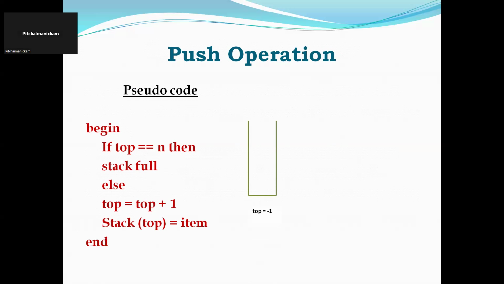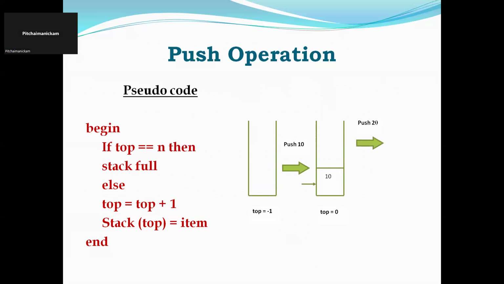Suppose we consider this example. Initially the value of the top pointer is equal to -1. After that, I insert an element into the stack with the push operation. I want to insert the element 10 into the stack. So I increment the stack pointer by 1. The top value is already -1, so -1 plus 1 is equal to 0. So the top value is equal to 0, and after that I insert the element 10 into the stack.